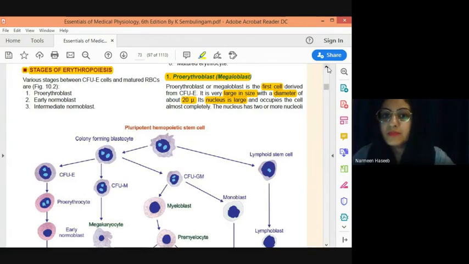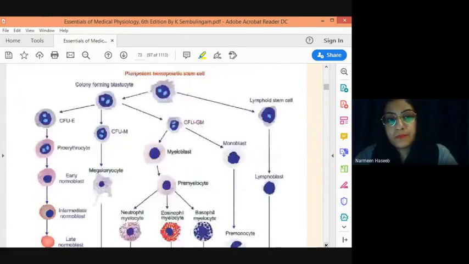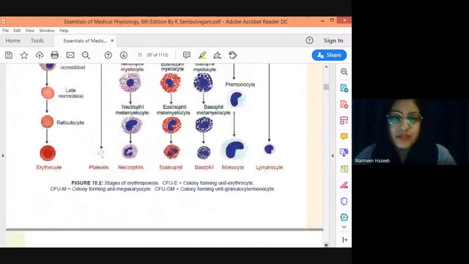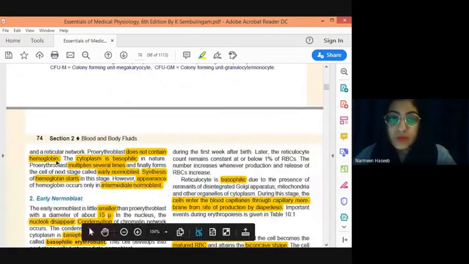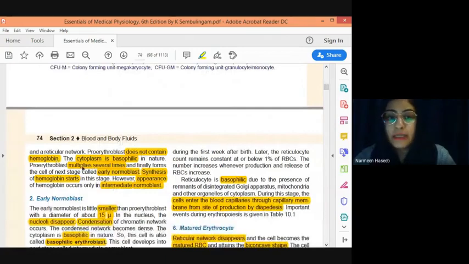So let's see what happens in the proerythroblast, which is also known as the megaloblast. It is a stem cell which, when given the command to become an erythrocyte, first takes the shape of the proerythroblast. The proerythroblast is very large in size. It has a diameter of 20 micrometers. Then the nucleus is very large. Yes, right now here the nucleus is present. It also has a reticular network. It does not contain hemoglobin. The cytoplasm is basophilic. Then the proerythroblast multiplies several times to become the early normoblast.